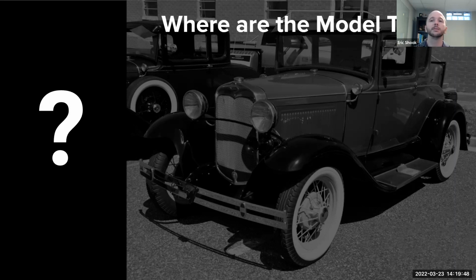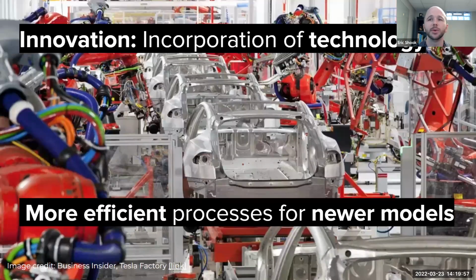And I think that this is something to point out and to pay attention to as we start moving into this post-pandemic era. In terms of automobiles, the reason why we don't see Model Ts is that innovation continued. The world kept moving forward. The introduction of technology to the assembly line allowed even more efficient processes. Automobile manufacturers created newer and newer models, right? And this speed of innovation continued to push things forward.